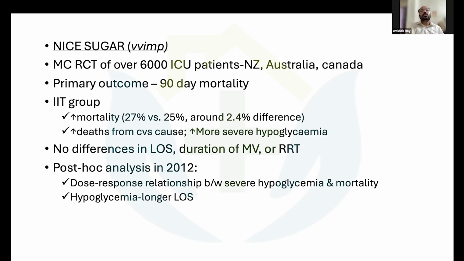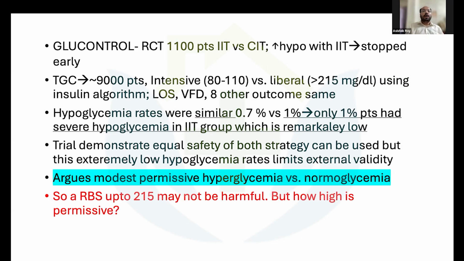And they said that the sugar control should not be that tight, it should be liberal, somewhere between 140 to 180, and that kind of eased the life of our current intensivists as well. So this is the landmark trial which has to be quoted, the best trial till date on this topic. Now, after that, another two trials came. The Glucontrol, which also included around 1,000 patients, was an RCT which showed that intensive insulin therapy was associated with more chance of hypoglycemia. It was stopped early because of the futility of the trial itself.